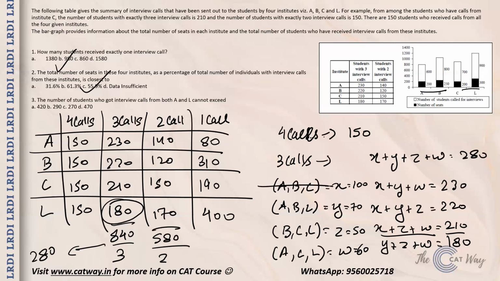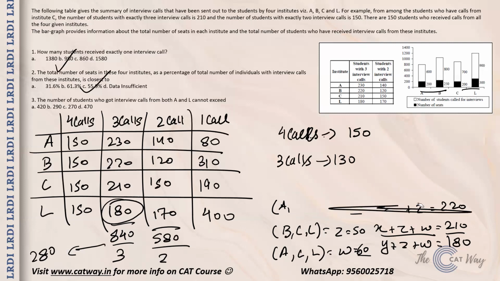Now the people who have got calls from both A and L. Out of these 100 people, no one has got a call from A and L, because they have got calls from A, B and C. Similarly for the second one, A and L both are here, so these 70 people have got calls from both A and L. And these 60 people have got calls from both A and L. So in total, out of the people who got 3 calls, there are 70 plus 60, that is 130 people who have got calls from both A and L.